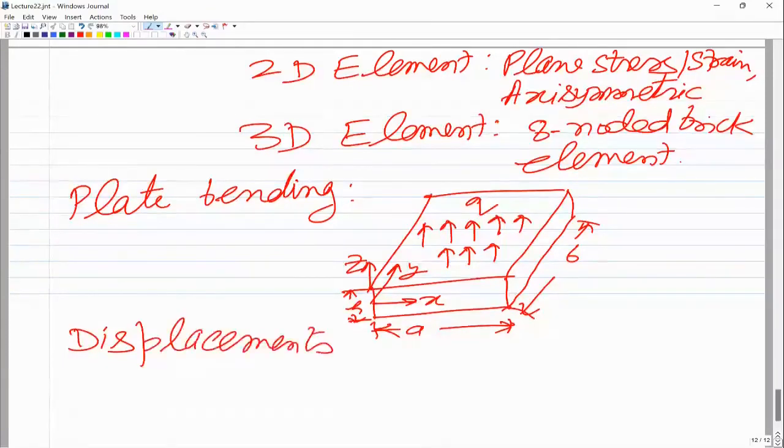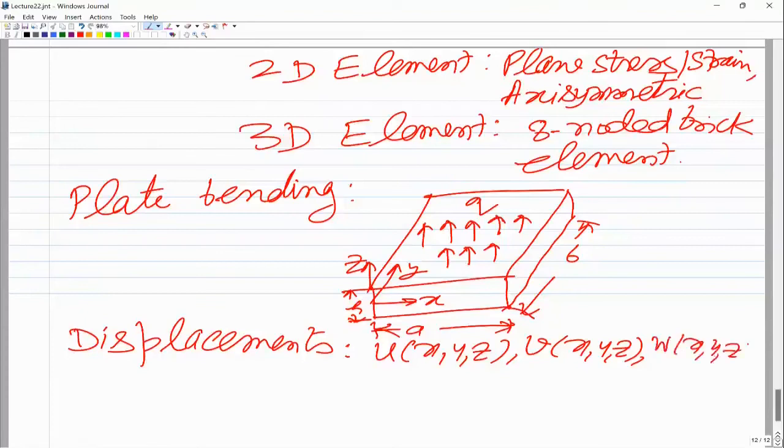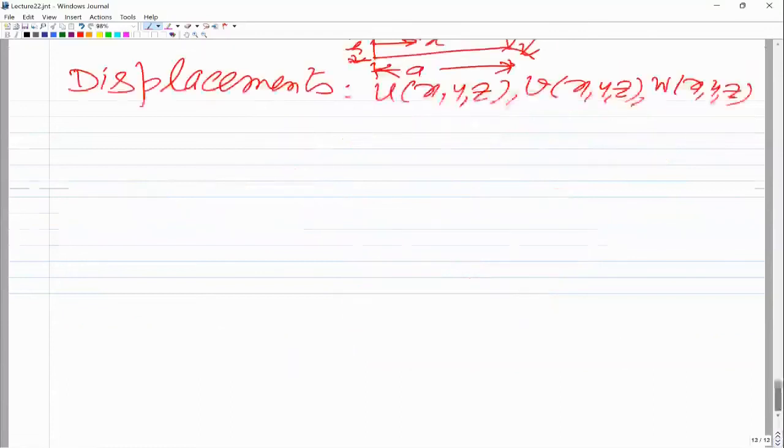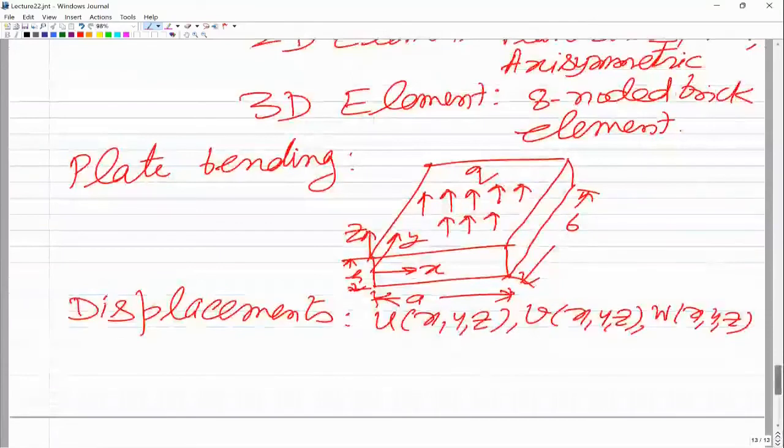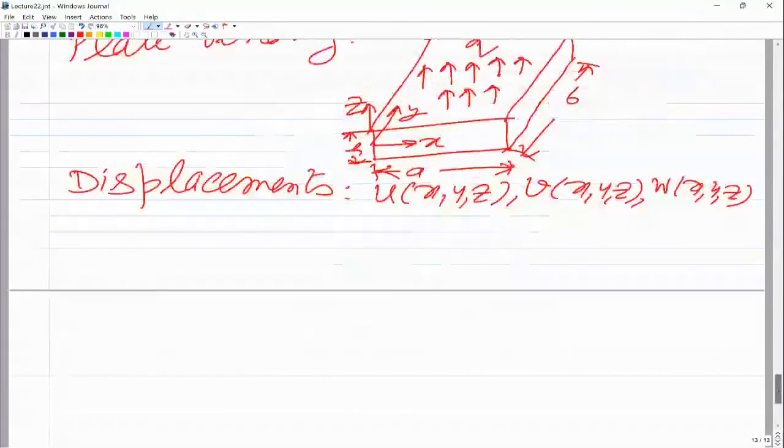it is similar to the 3D case. When I look at the displacement, I will have three displacements which are functions of x, y, and z. So u along x, v along y, and w along z. So these are three displacements u, v, w. But what is the difference from the 3D element is that in this case, we basically take the known variation of all the three displacements along the third, the thickness direction, that is z direction.